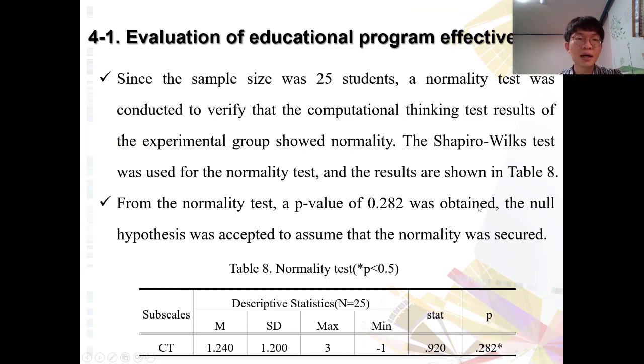Results. Since the sample size was 25 students, a normality test was conducted to verify that the computational thinking test result of the experiment group shows normality. The Shapiro-Wilk test was used for the normality test, and the results are shown in Table 8. From the normality test, a p-value of 0.282 was obtained. The null hypothesis was accepted, so normality was assumed to be secured.